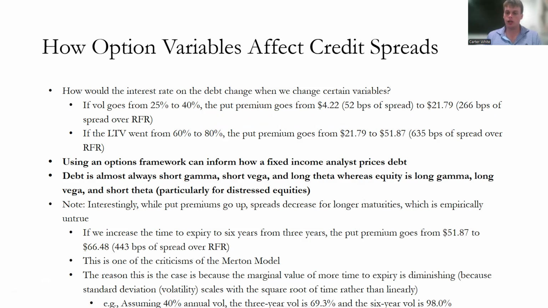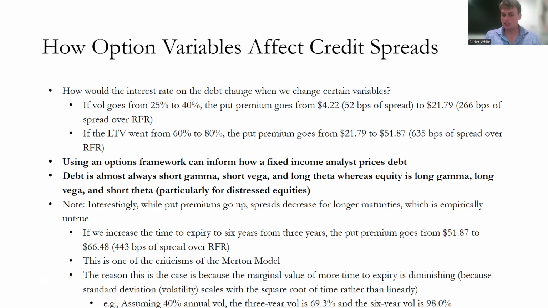Let's think about this from a more practical standpoint. How can we think about how these variables affect credit spreads? Again, credit spreads are the rate of return a lender is getting paid in excess of the risk-free rate. What would happen if the volatility went up? You can see here, if vol goes from 25% to 40%, the put premium is going to go up so that the credit spread is going to go from 52 bips to 266 bips.